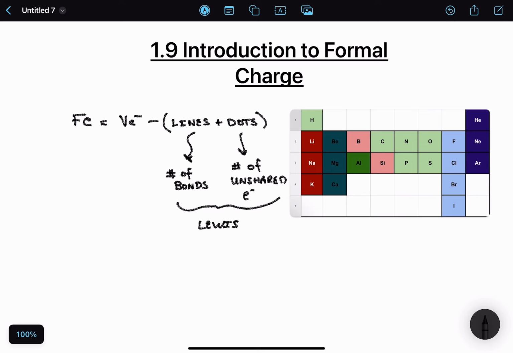And so we're going to grab this information all from the proposed Lewis dot structure. And I say proposed because we're trying to figure out if it is the correct Lewis structure, and we'll need the formal charge to help us get there. So this comes from the Lewis dot structure, and then this will come from the periodic table.